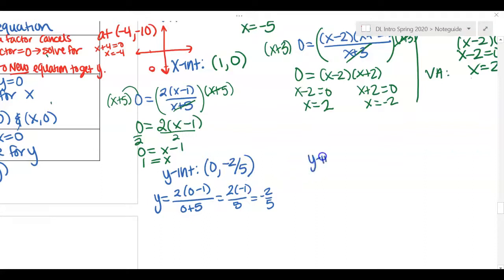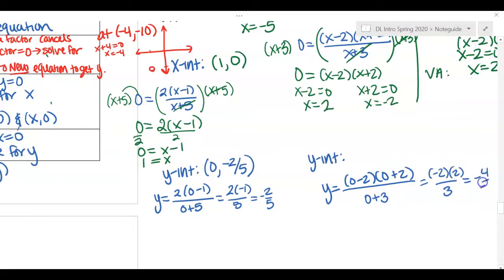And then I'm going to do the same thing for the second example. So again, I'm plugging 0 in. It technically doesn't matter which form you use. So if you find one form more convenient than another at a certain point, you can do that. So this gives me -2 times 2/3, which is -4/3. So my y-intercept here is (0, -4/3).